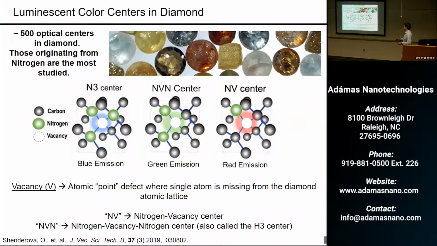So this N3 center provides blue emission, the NVN center provides green emission, and the NV center provides red near IR emission. And again, for this talk, I'm going to focus mostly on the NVN and NV centers, as these are the most established currently commercially.